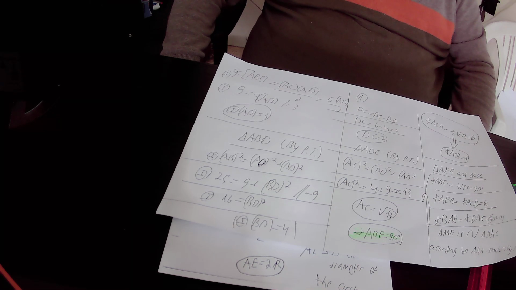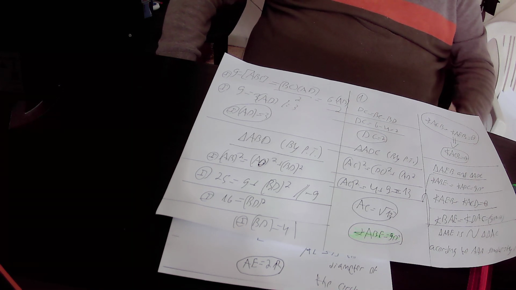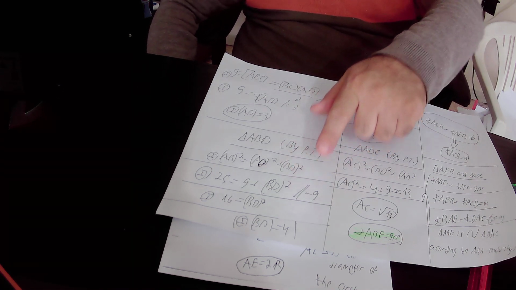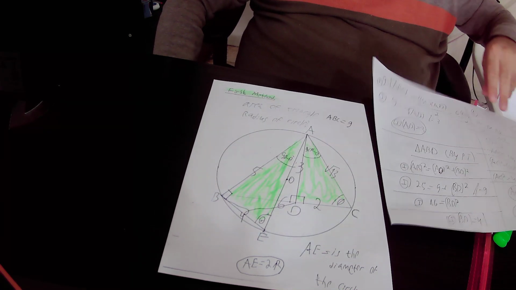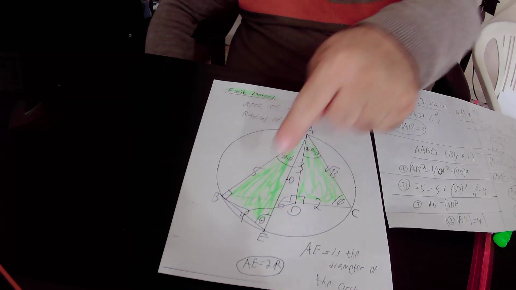Here we subtracted 9 from this equation number 1, and we found out that 25 minus 9 is 16, so 16 equals BD square. We took the square root of this equation number 1, and we found out that BD equals 4 units. Here, BD equals 4 units.